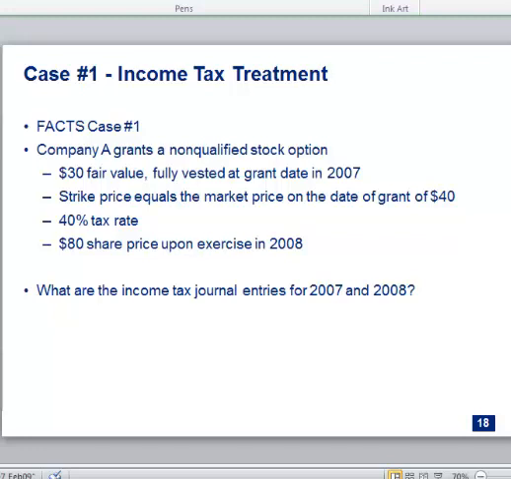So what is the journal entry for 07? Books is going to expense 30, right? The value of the award is 30. Books expense is the value. Okay, so there's 30 of expense in our PBT. So what is our tax entry in year one?